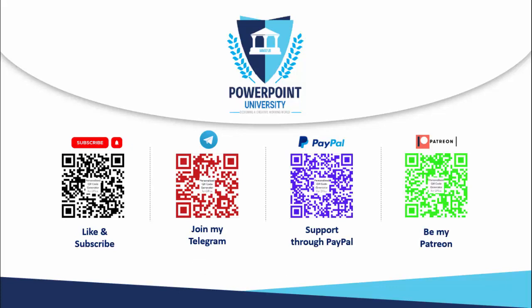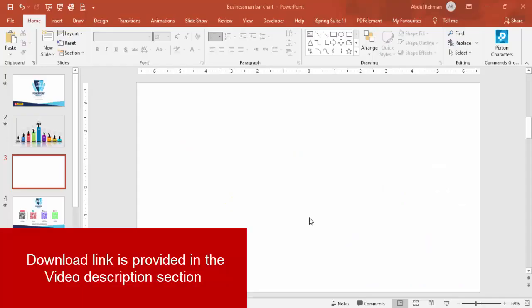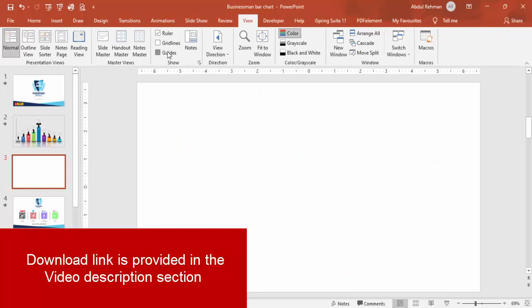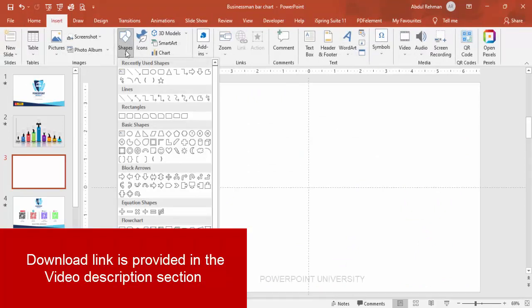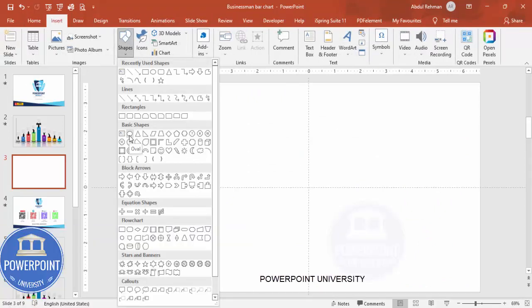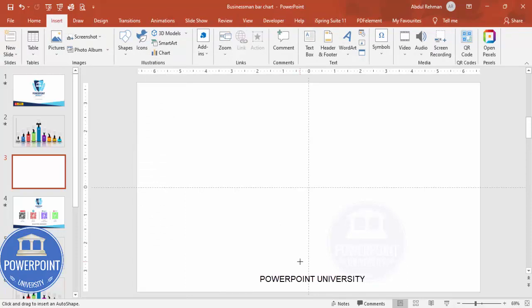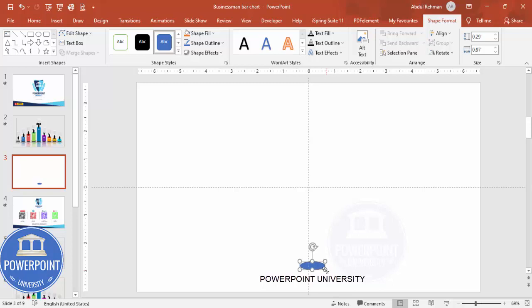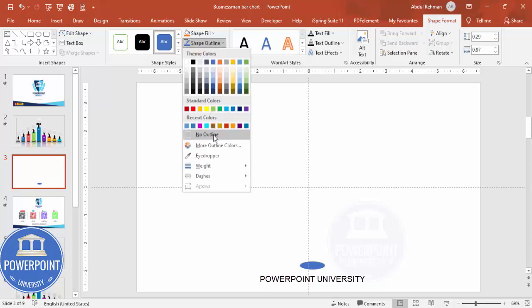So let's start the tutorial. Add a new slide, go to View, enable the guides, go to Insert Shapes. From the basic shapes, I'm going to choose the oval shape, draw one oval shape, maybe this much size. All right. And then shape outline, make it no outline.